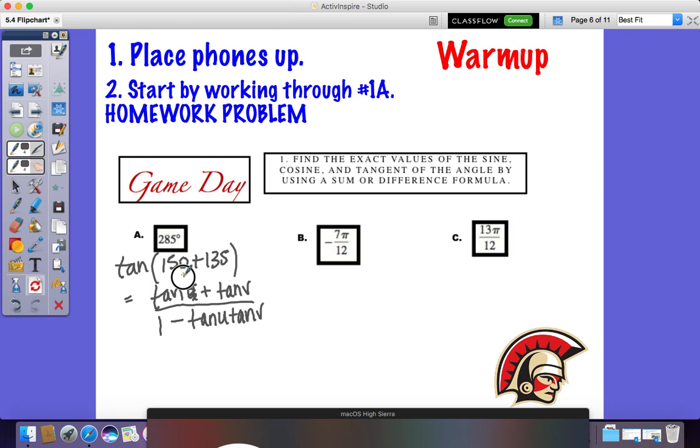Okay, so if we did 150 here, and this is 135, we'll plug those in. Sorry, that's 150 and 135. All right, let's take a look at this now. Tangent of 150 should be square root of 3 over 3, and that's a negative, right? So negative square root of 3 over 3 is tangent of 150. So I'm going to say that angle is negative root 3 over 3, okay? What about tangent of 135?